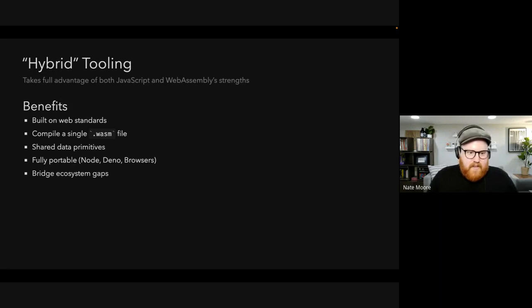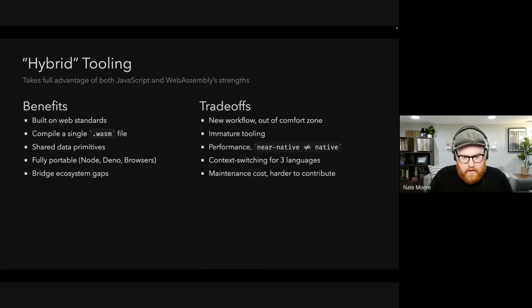There are some other benefits to this, but like everything, there are trade-offs here. The benefits are you're building on web standards that are not going to go away. You have this single output, which is great and portable. You have shared primitives, so for JavaScript tools, you can pass data between the layers. One that's super exciting to me is that gaps in ecosystems are really easy to fill. If you have a package that you love in Go, and you don't see a package that is as high quality in JavaScript, you can just port it to WebAssembly and use it in your JavaScript. It's pretty incredible.